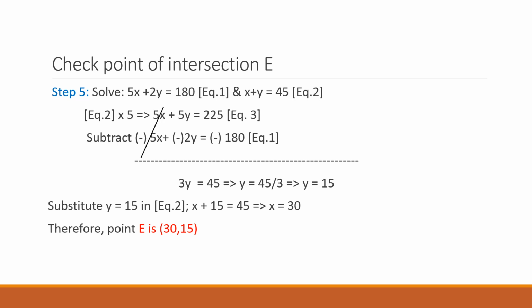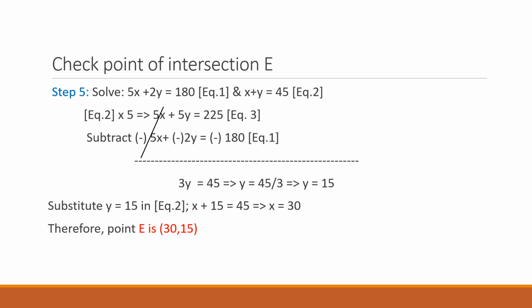Step 5 is just to check whether we have found the point E properly or not. So we solve both the equations, 5x plus 2y equal to 180, x plus y equal to 45, by the simple elimination method. Here we multiply equation 2 by 5. So we get 5x plus 5y equal to 45 into 5, which is 225. Name it as equation 3. Subtract equation 1 from equation 3, and we get 3y equal to 45, where y value is 15.